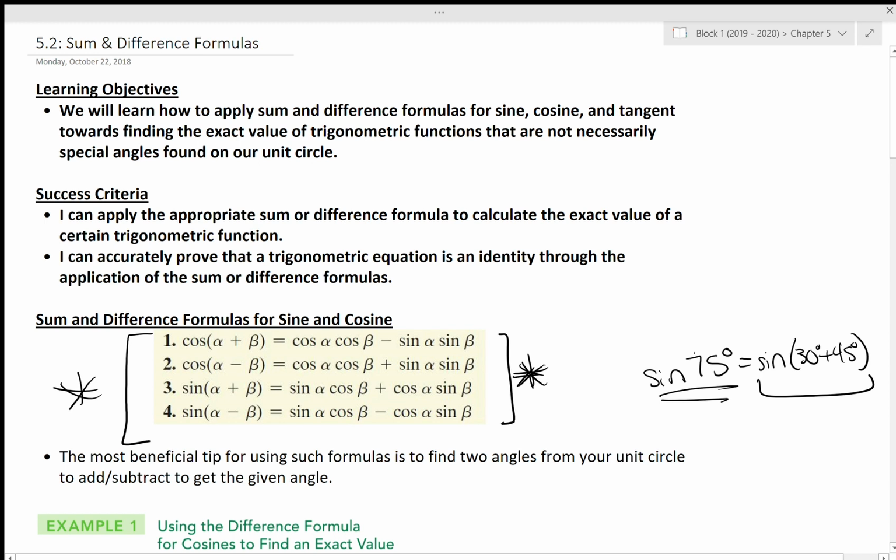So 1, I can apply the appropriate sum or difference formula to calculate the exact value of a certain trigonometric function. 2, I can accurately prove that a trigonometric equation is an identity through application of sum or difference formulas. We can use sum or difference formulas within our trig identities as well, okay? These are technically identities, so we can use them to verify anything.